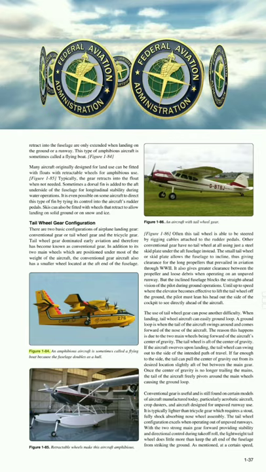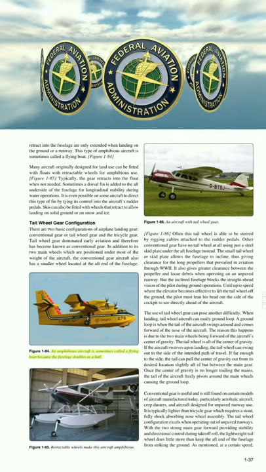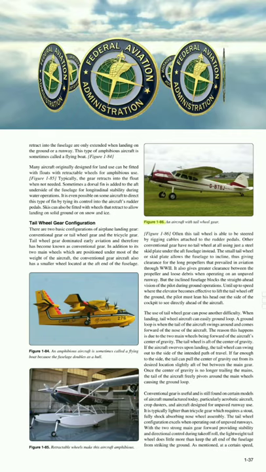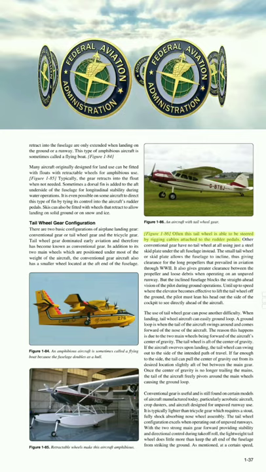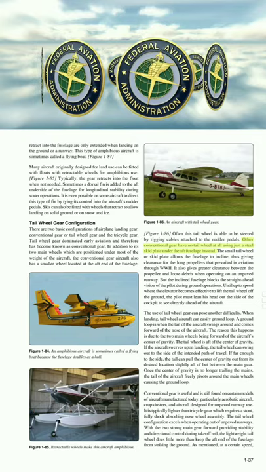Figure 184. An amphibious aircraft is sometimes called a flying boat because the fuselage doubles as a hull. Figure 185. Retractable wheels make this aircraft amphibious. Figure 186. An aircraft with tail wheel gear. Often this tail wheel is able to be steered by rigging cables attached to the rudder pedals. Other conventional gear have no tail wheel at all, using just a steel skid plate under the aft fuselage instead.